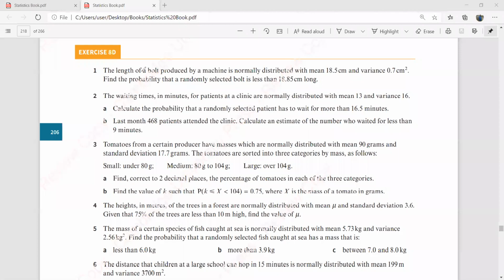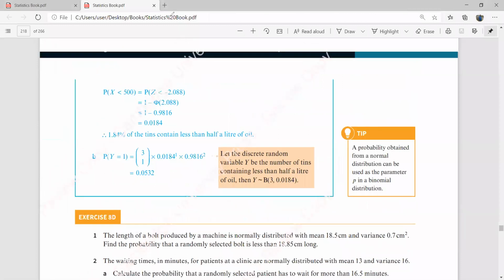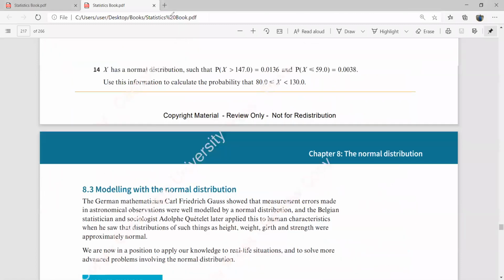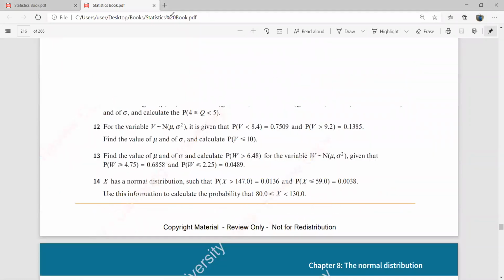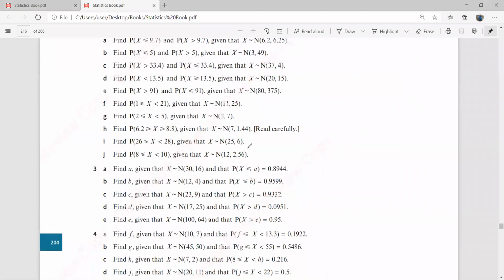Okay, guys, we're going to start this exercise 8D. If I just take you back to exercise 8C, you see that here in exercise 8C, you were given all that key information and you only had to use the formulas to get to the answer. For example, if you look at this J part, you're given that there is this normal distribution and you have to find this probability within this range.